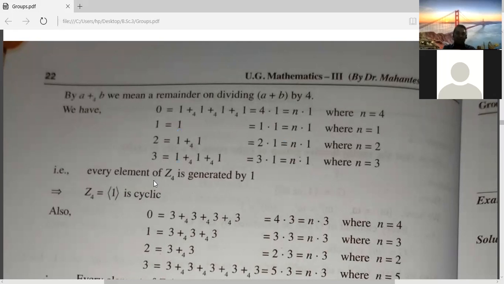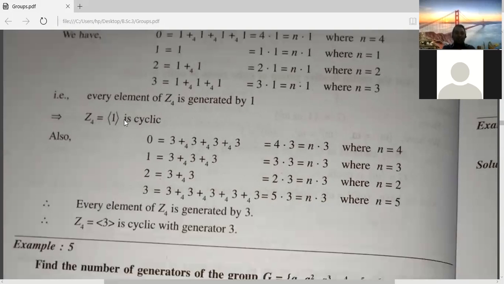Now every element of Z4 is generated by 1 because you are repeatedly adding 1 plus 1 plus 1 and getting the remainders 0, 1, 2, 3. All the elements of the group Z4 you are getting here. That's why 1 is the generator of Z4. Now the next one, within the same, you can write Z4 generated by 1 is cyclic.